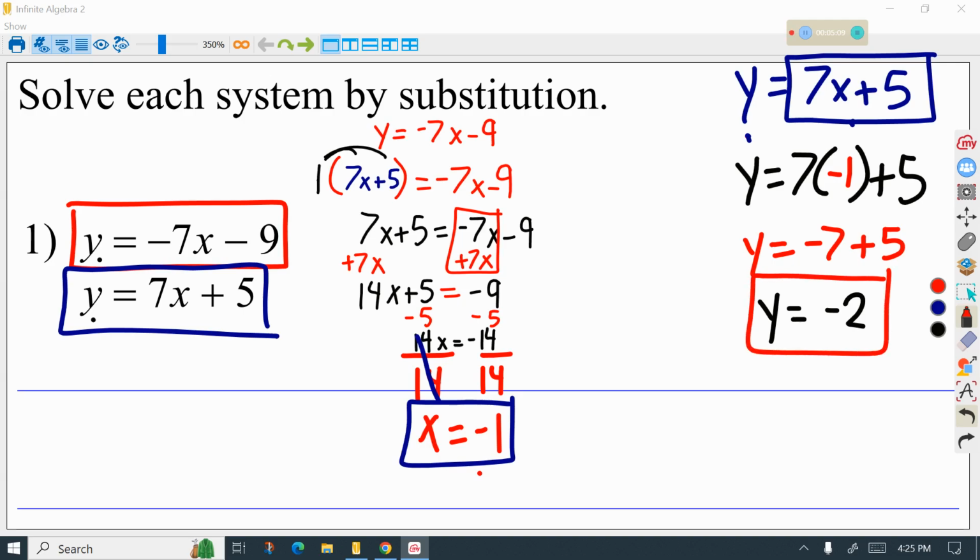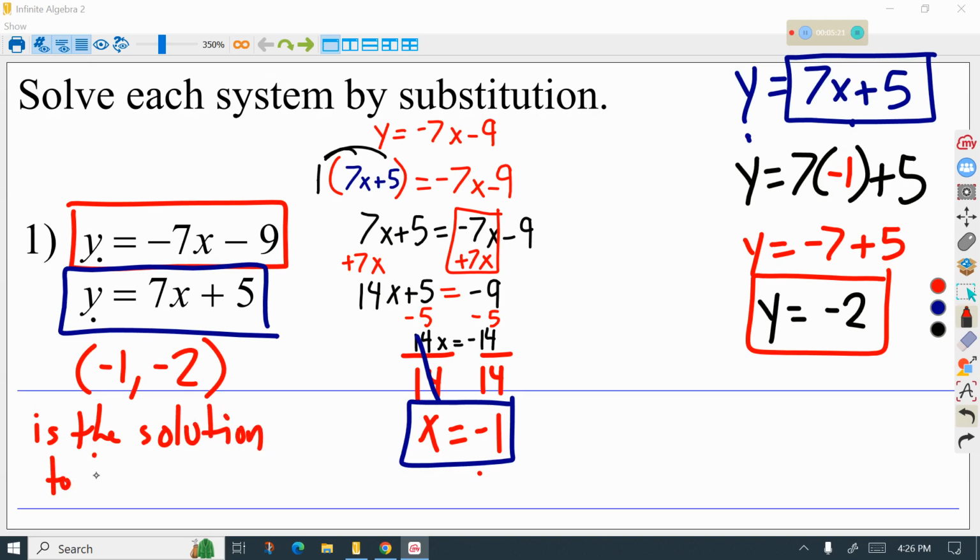Okay, so for this problem, we've solved it, and we have our equation being negative 1, negative 2 is the solution to the system. Okay? You can always go plug in your numbers to check to see if they do what you wanted them to do, right? If they don't do what you wanted to do, then that's a problem, right? They need to make both of the equations true.